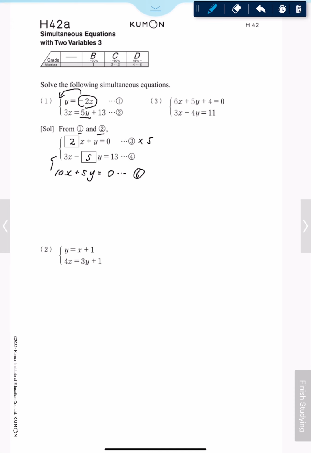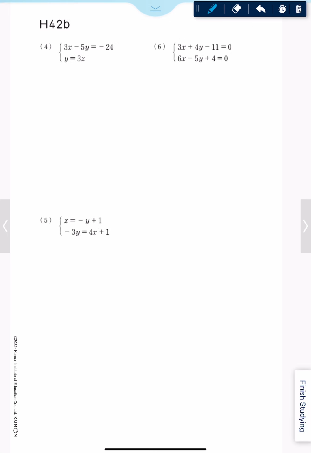Then I can add them together because I have a negative 5y here and I have a positive 5y over here. So if I add them together, I will get 13x is equal to 13. So my x is equal to 1. Right? Once I get my x equal to 1, you can substitute it into equation number 1. That's the easiest. So my y is equal to negative 2. So x equal to 1 and y equal to negative 2. Okay? So let's move on to other questions.